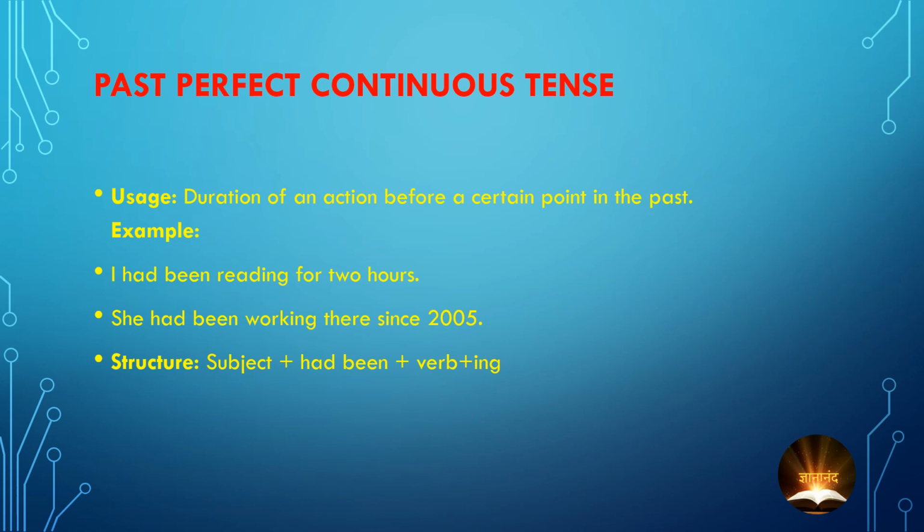Past perfect continuous tense. Use this tense to show the duration of an action before something else in the past. For example, I had been reading for 2 hours, or she had been working there since 2005. It uses had been plus the verb with ing.